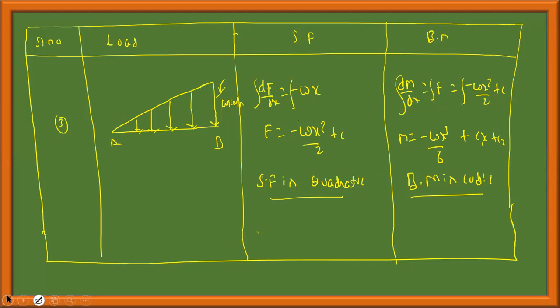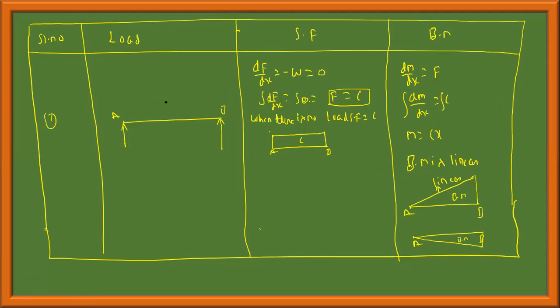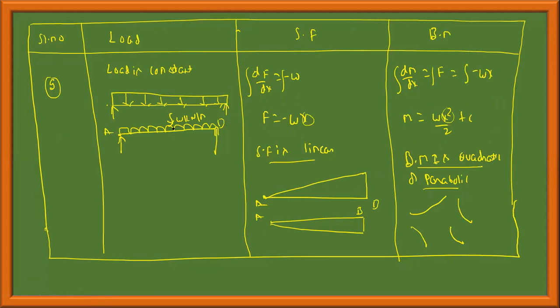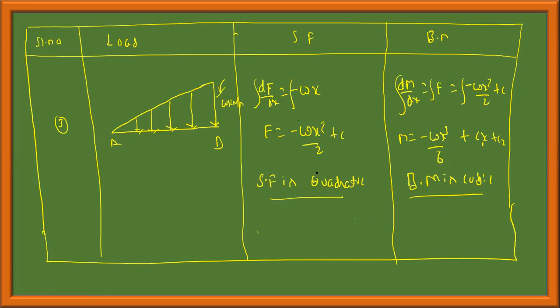Keep this always in your mind. When there is no load, the shear force is constant, whereas bending moment is linear, like a straight line, y equals mx plus c. When the load is constant, shear force is linear, like a straight line. When shear force is linear, bending moment is quadratic, a parabolic curve like this. When the load is linear, shear force is quadratic, and the bending moment is cubic, a third-order curve like this.